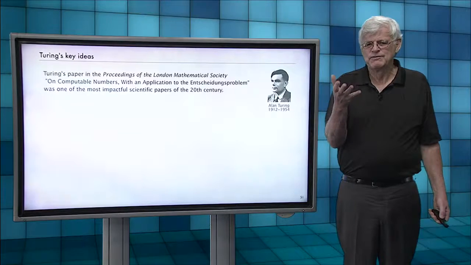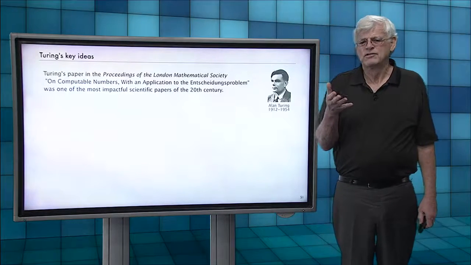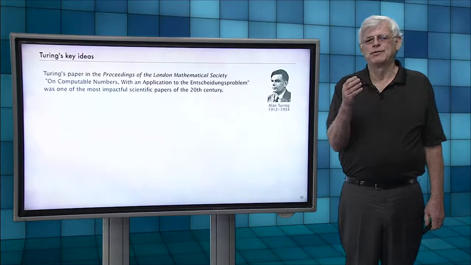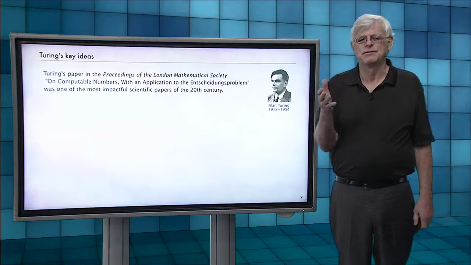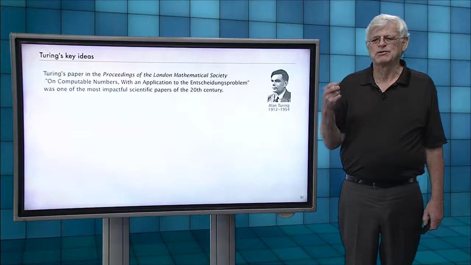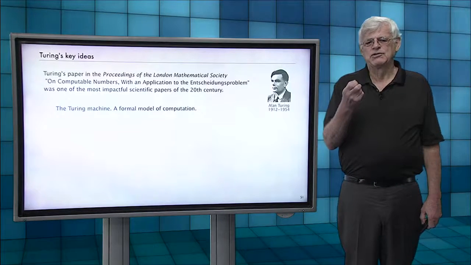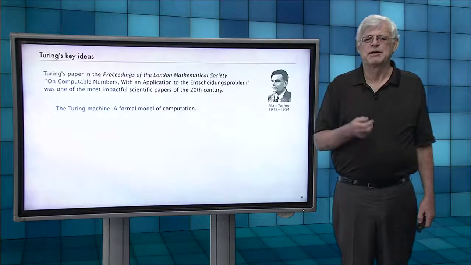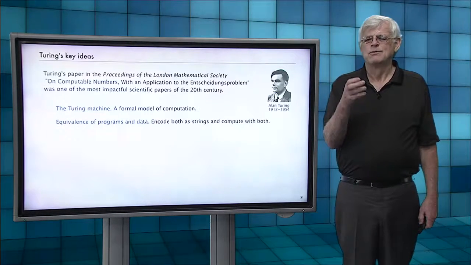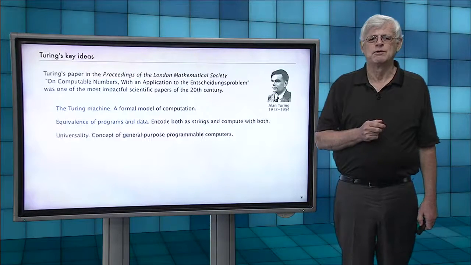But really, let's review the key ideas in Turing's paper. This is a single paper called On Computable Numbers with Application to the Entscheidungsproblem. It's been called one of the most impactful scientific papers of the 20th century. In that paper, he introduced the Turing machine, a formal model of computation, the equivalence of programs and data. We encode both programs and their data as strings, and we compute with them both.